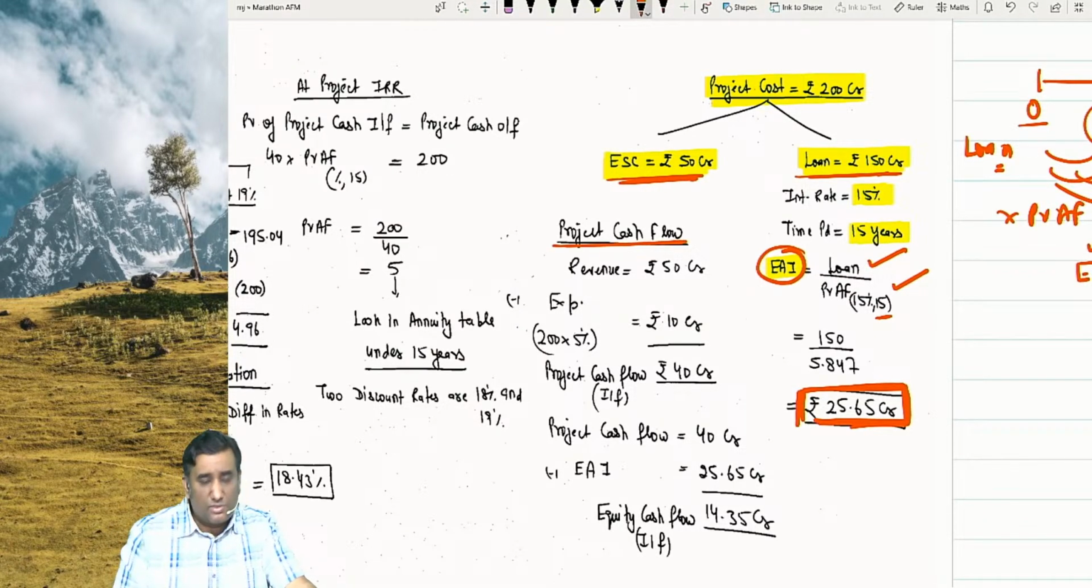How do I get, sir, the project cash flows? Revenue was what? 50. How much has he given as expenses?